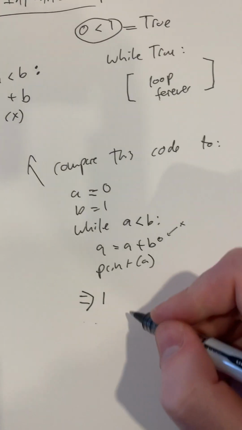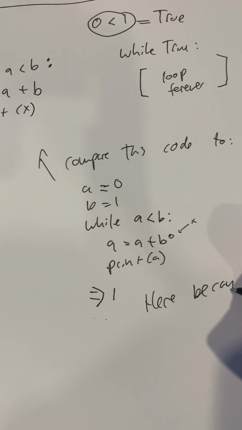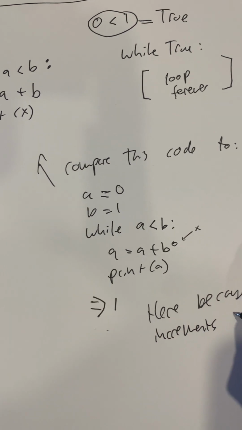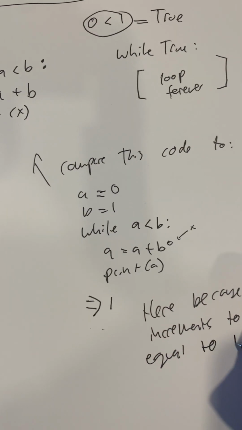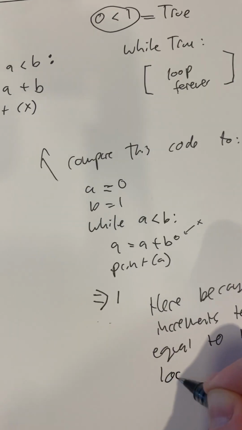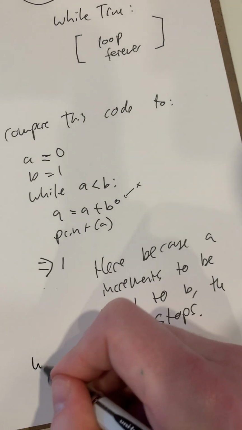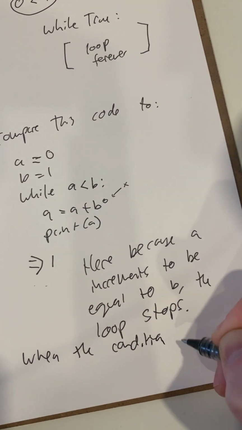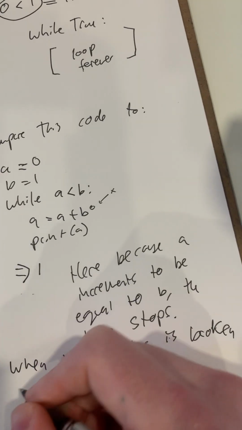Right? So here, because a increments to be equal to b, the loop stops. When the condition is broken, the while loop ends.